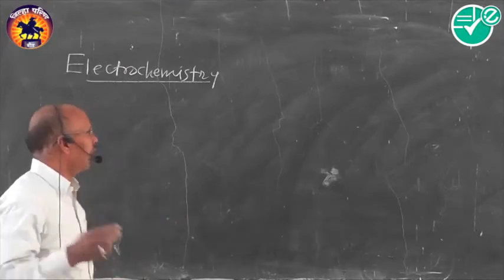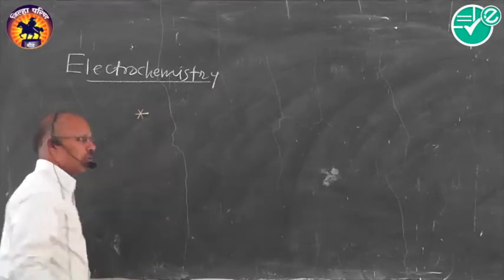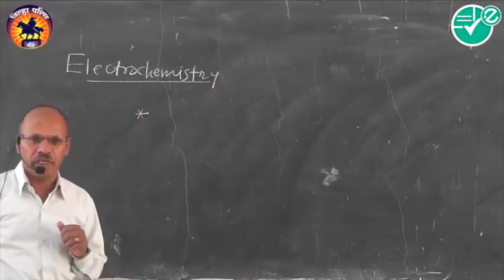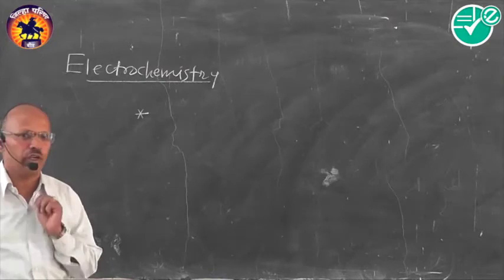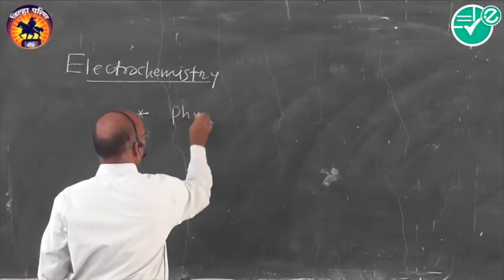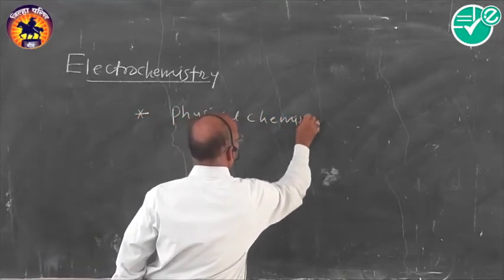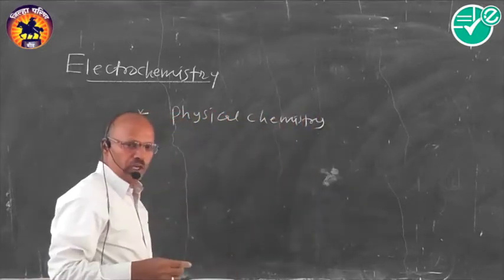At first, we will define this term. What is the meaning of electrochemistry? What is the exact meaning of electrochemistry? So electrochemistry is one of the branches of physical chemistry.